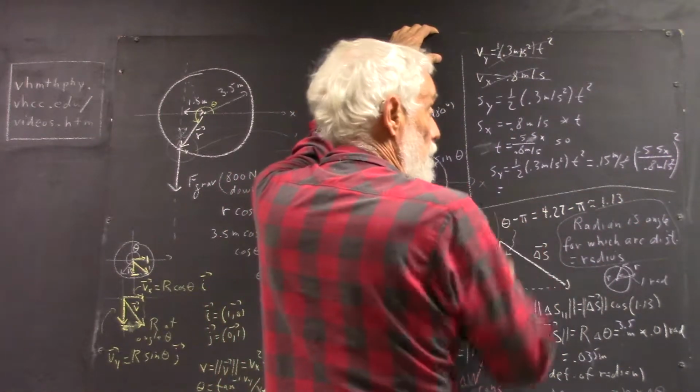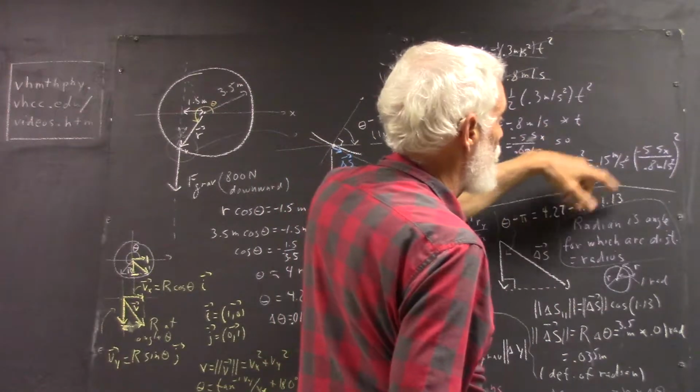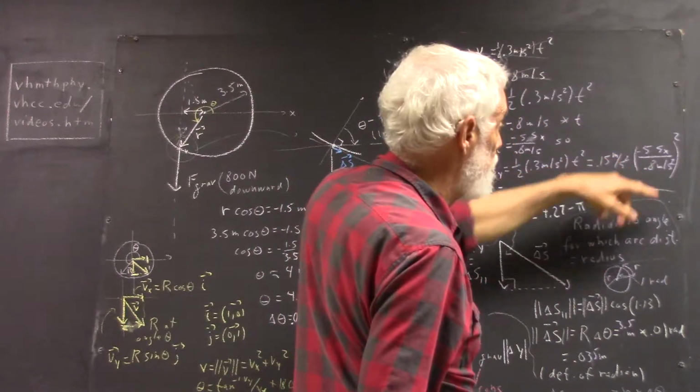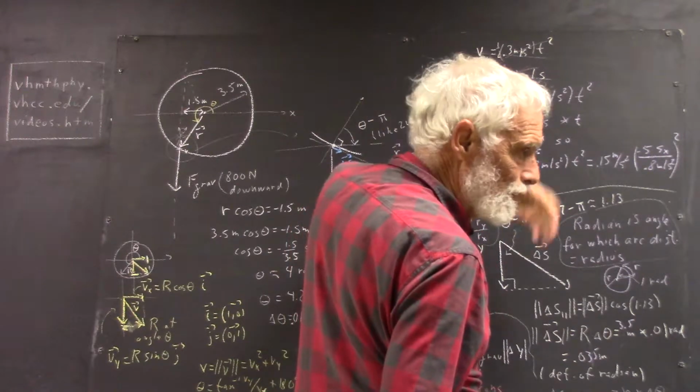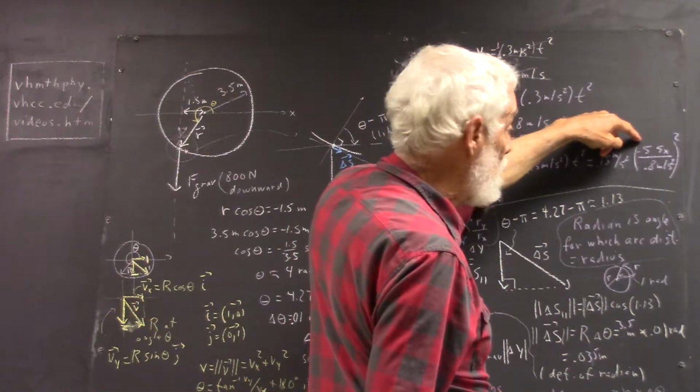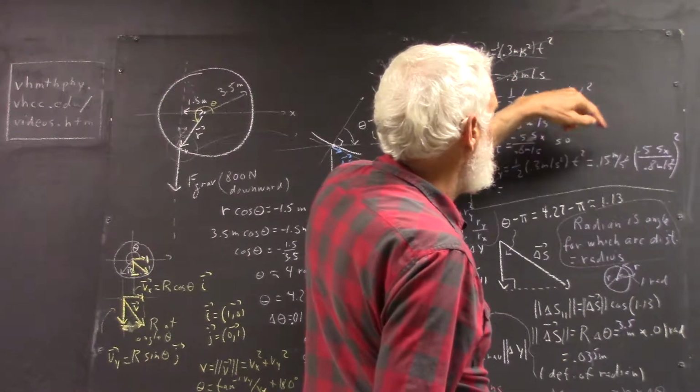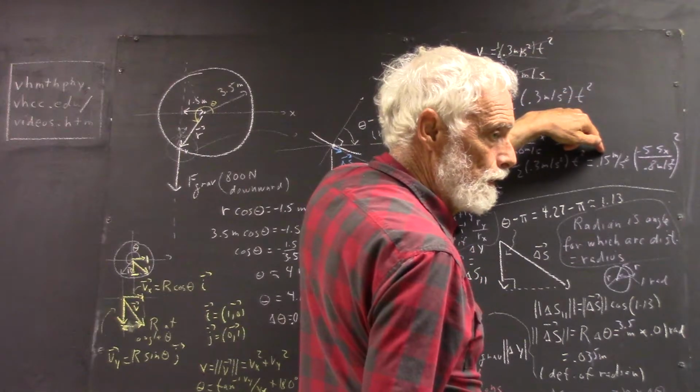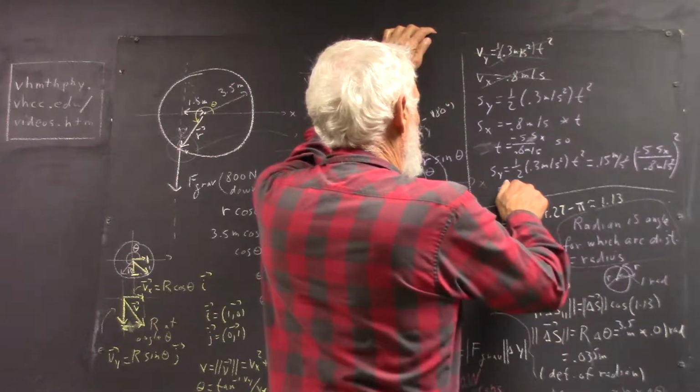Well, if you work this out, 5 over 0.8 is 6 1/4, 6.25. And if you square that, you get about 30. And you multiply that by 0.15, you get about 4.5.